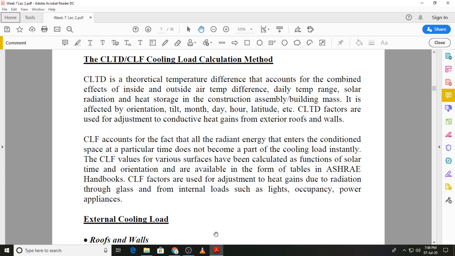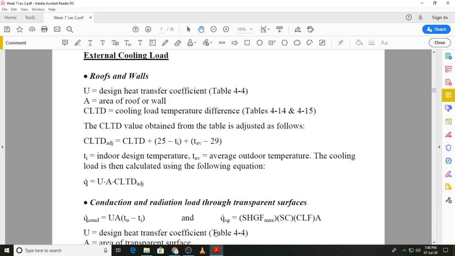And again, the cooling load factor will be found from tables that we have for occupancy, for example, and for lights. Now we move on to the actual equations that are used to calculate the cooling loads, and we will look at those equations one by one, starting with the roofs and walls.